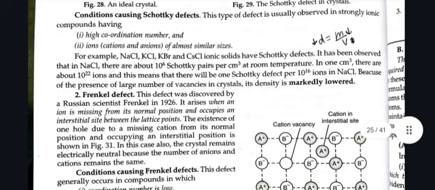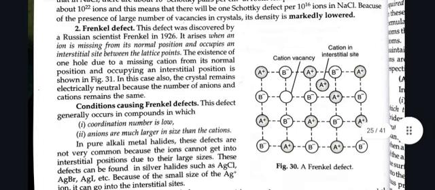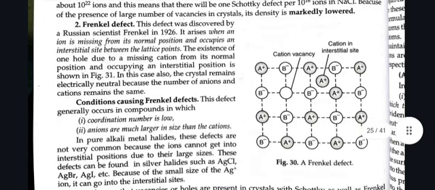Now next comes Frenkel defect. This defect was discovered by Russian scientist Frenkel in 1926. It arises when an ion is missing from its normal position and occupies an interstitial site between the lattice points. The existence of one hole due to a missing cation from its normal position, occupying an interstitial position, is shown in figure 31. In this case also the crystal remains electrically neutral because the number of anions and cations remains the same.